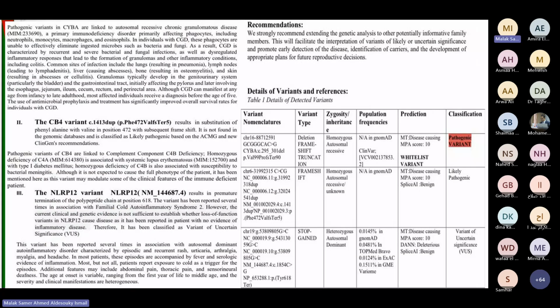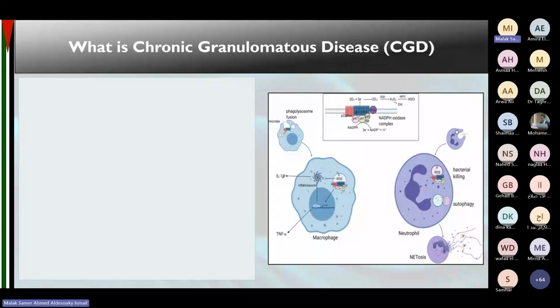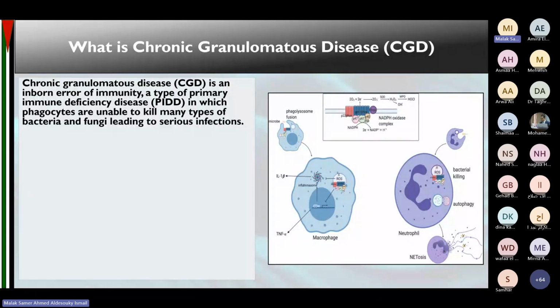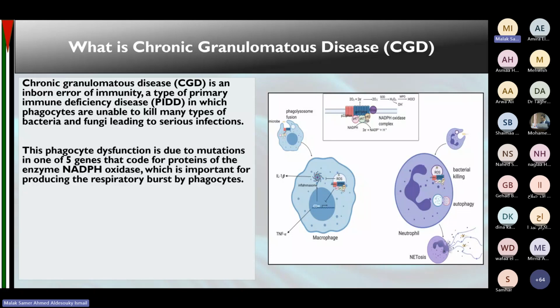So, what is chronic granulomatous disease, or CGD? CGD is an inborn error of immunity, a type of primary immune deficiency disease in which phagocytes are unable to kill many types of bacteria and fungi, leading to serious infections. This phagocyte dysfunction is due to mutations in one of 5 genes that code for proteins of the enzyme NADPH oxidase, seen at the top, the NADPH oxidase complex in the picture, which is important for producing ROS, or the respiratory burst, by phagocytes in order to kill bacteria and fungi.